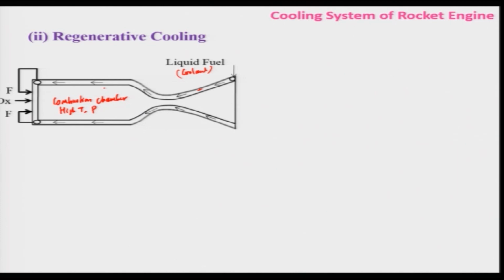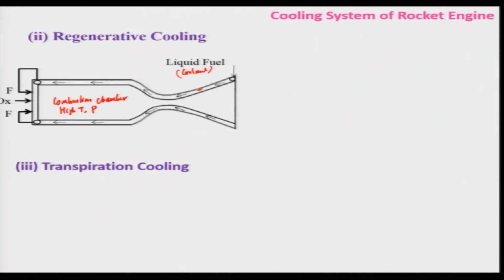Therefore, we call it regenerative cooling, and it is more efficient than film cooling, direct film cooling. So, this is generally film cooling. Regenerative cooling is being used nowadays mostly for large and medium sized rocket engines, and it can be used for film cooling and also transpiration cooling.